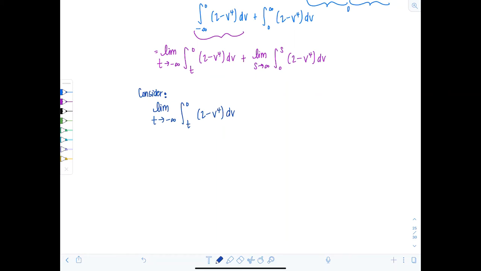So here we go. I have the limit as t approaches negative infinity. Let's go ahead and anti-differentiate. 2 is going to become 2v, and then I have minus 1 fifth v to the fifth. Evaluate this from t to 0.